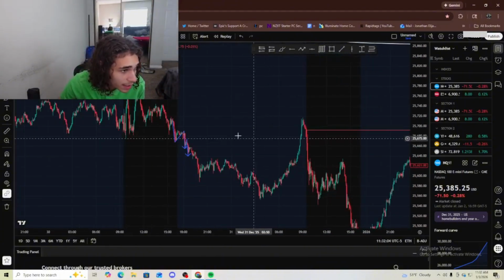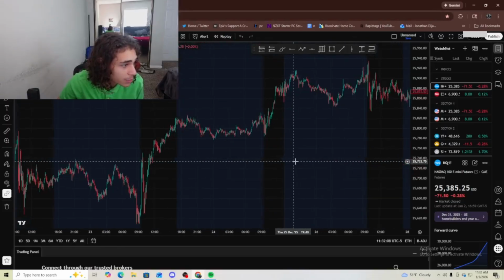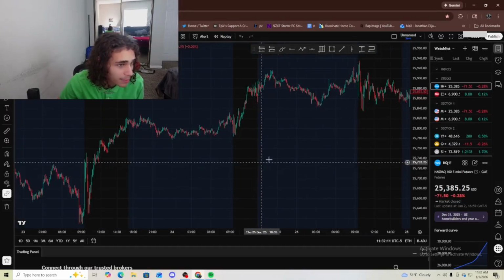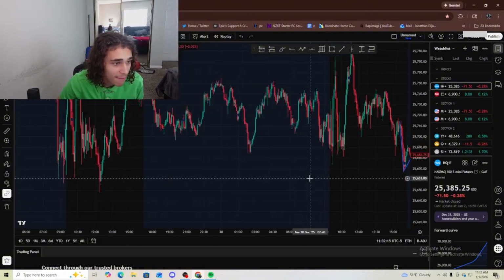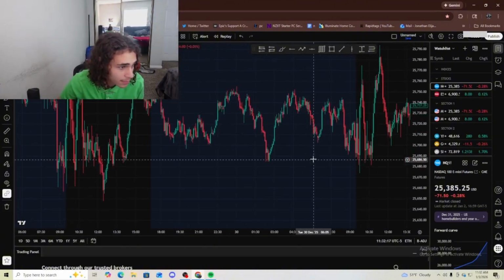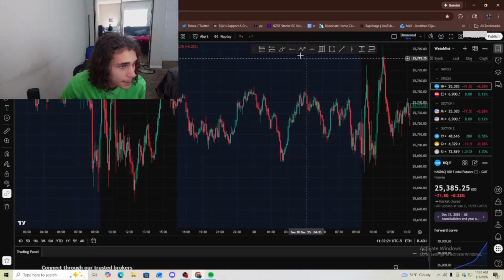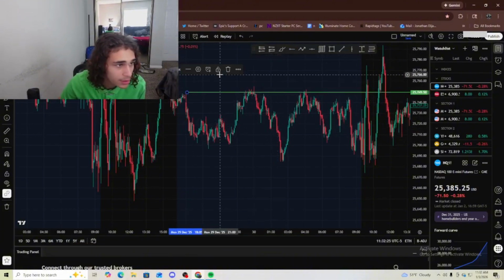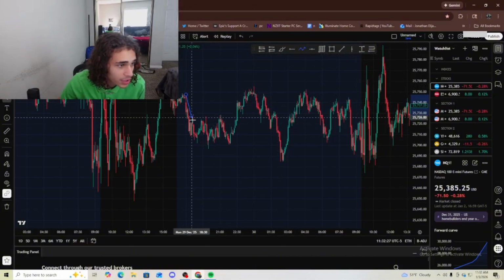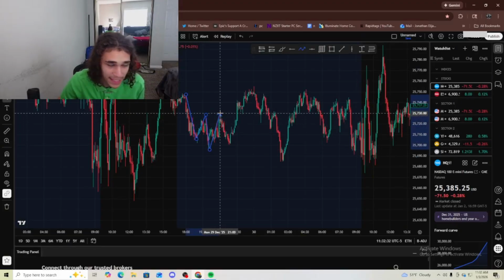Let me try to find one right here. I like giving y'all live market situations too, because I feel like that would have helped me a lot when I was learning how to trade. Okay, we can do this one. So you see, we're going in a trend here. Going in the trend, then you see we break past a recent high.